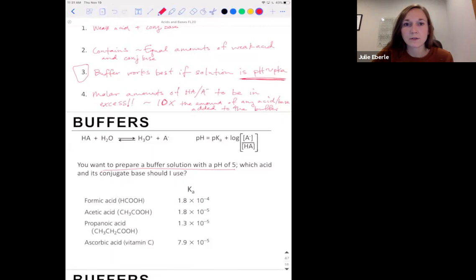So here's what you voted. Most people said acetic acid. So how do we even go about this? Well, you need to calculate the pKa for each of these and see which one's closest to 5. So you need to do the negative log of each of these. What did y'all get for the negative log of the Ka of formic acid? Anybody? What did that come out to be?